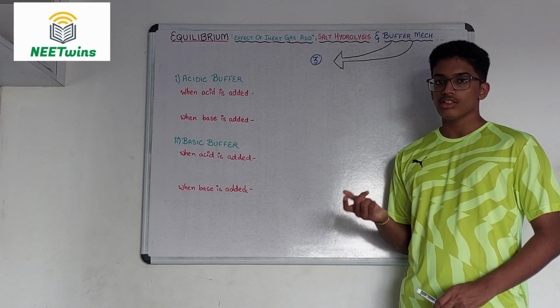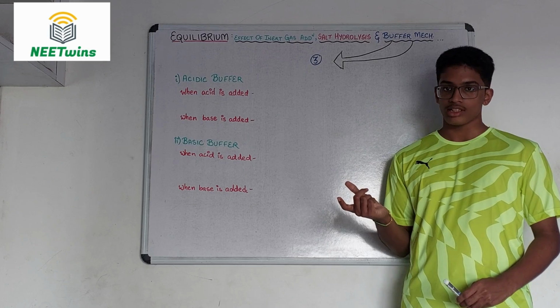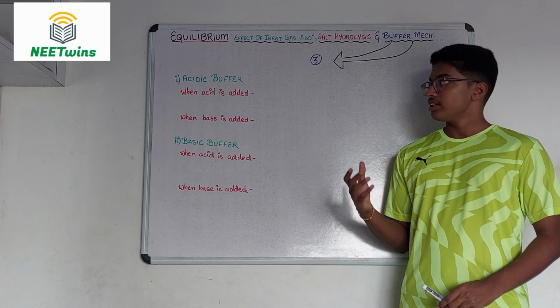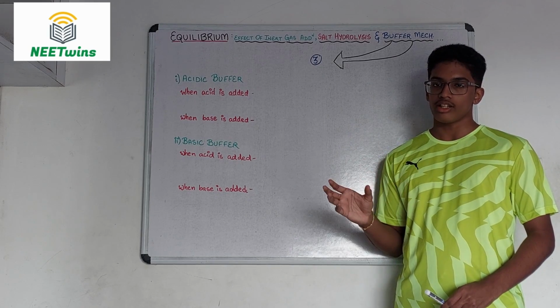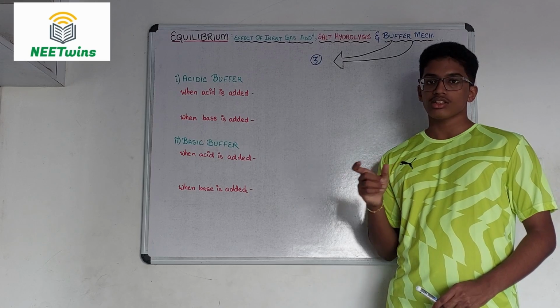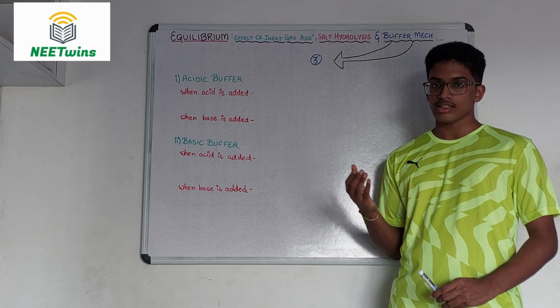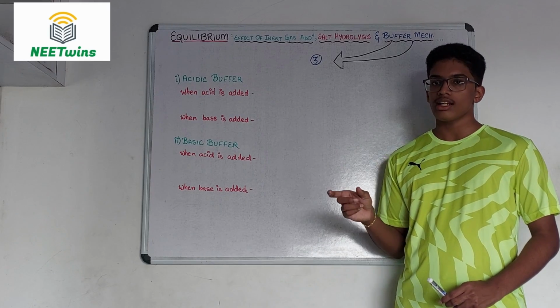So acidic buffer is one in which there's a weak acid and a salt of it with a strong base. Even though the overall solution would have an alkaline pH, it is still considered an acidic buffer because it has an acid and a salt in it. Whereas a basic buffer is one in which there is a weak base and salt of it with strong acid. So even though the pH is below 7, that is the solution is slightly acidic, it's still called a basic buffer because there is a base and a salt in it.